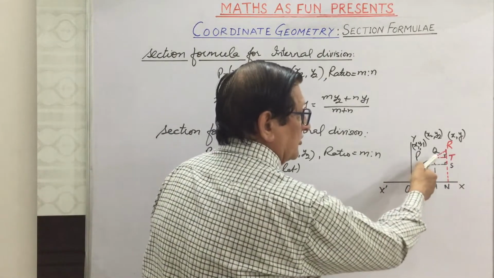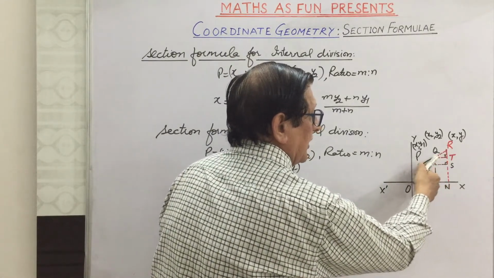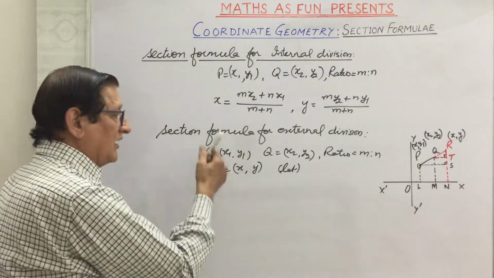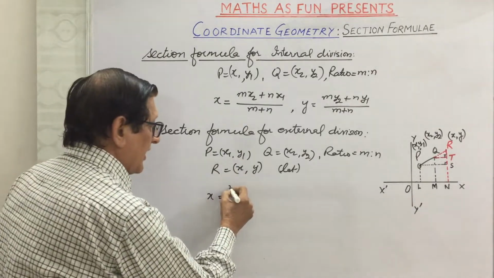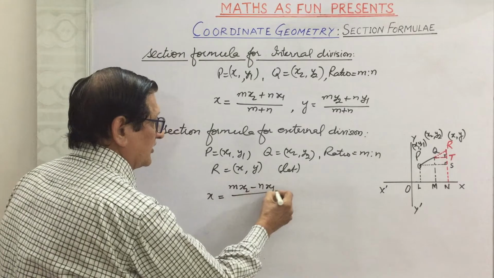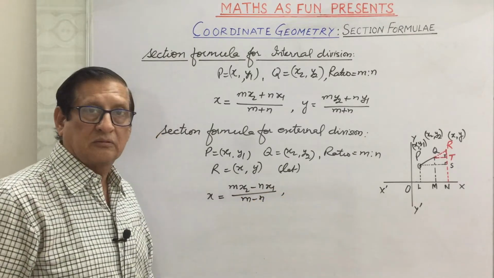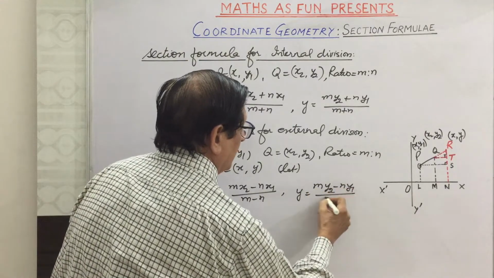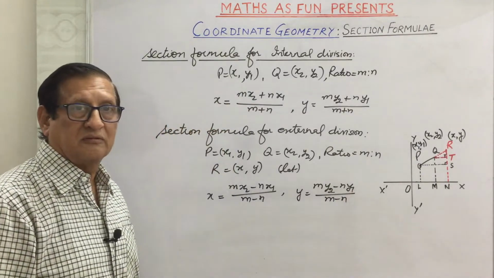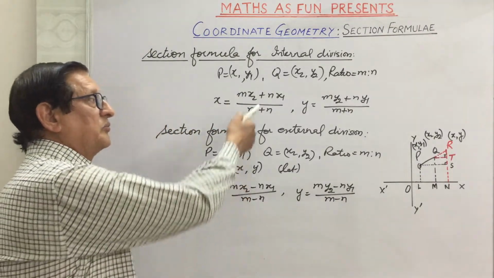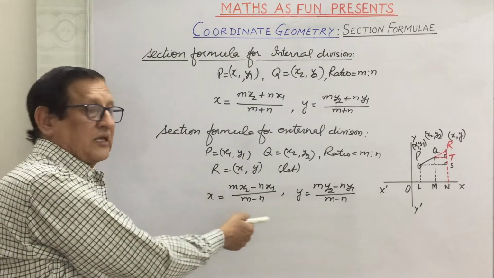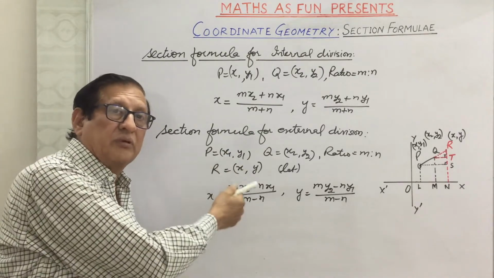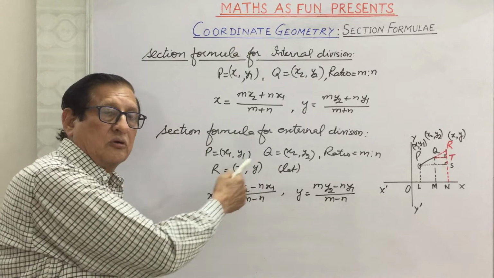The same way, because this time triangles PSR and QTR are similar, we will get the formula: x will be mx2 minus nx1 upon m minus n. y will be equal to my2 minus ny1 upon m minus n. So the difference between the two is that in place of plus, the sign here becomes minus. So easily we can remember the formula for external division also.